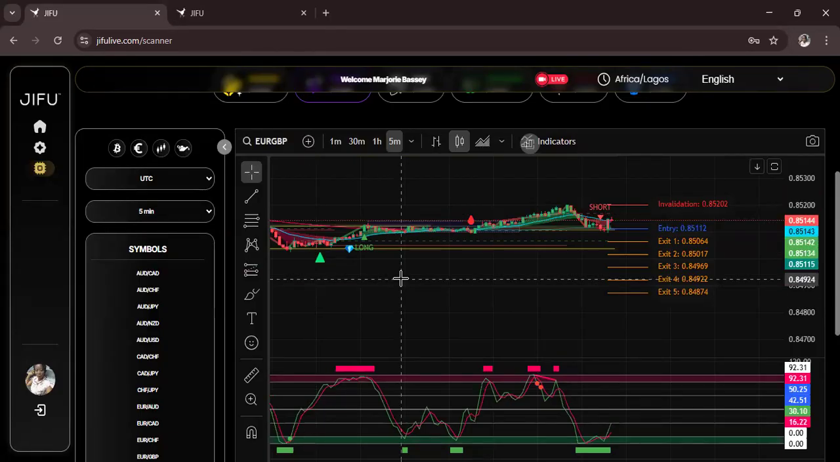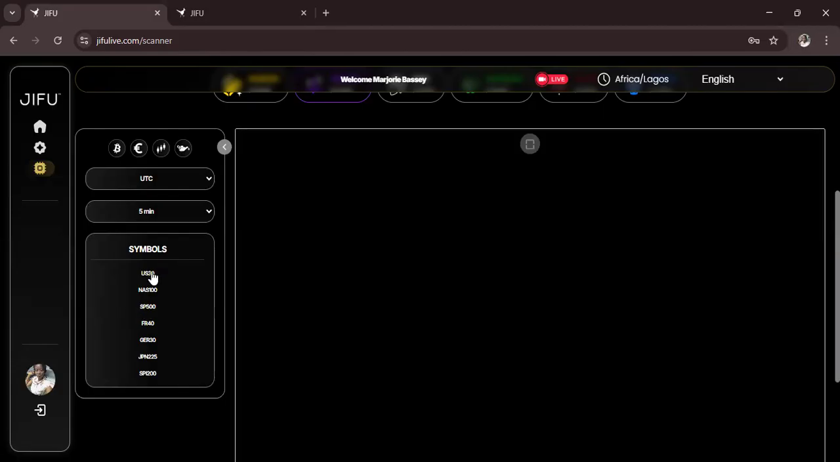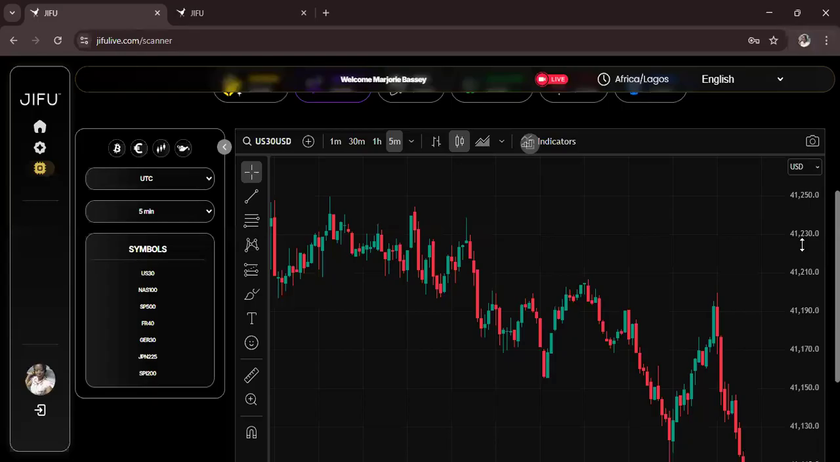So we have about 5 or 6 minutes more. Let's look at US 30. Even though, like I said, I trade indices. I trade SPX 500. It's called US 500 as well. I prefer calling it US 500. So let's look at your US 30.